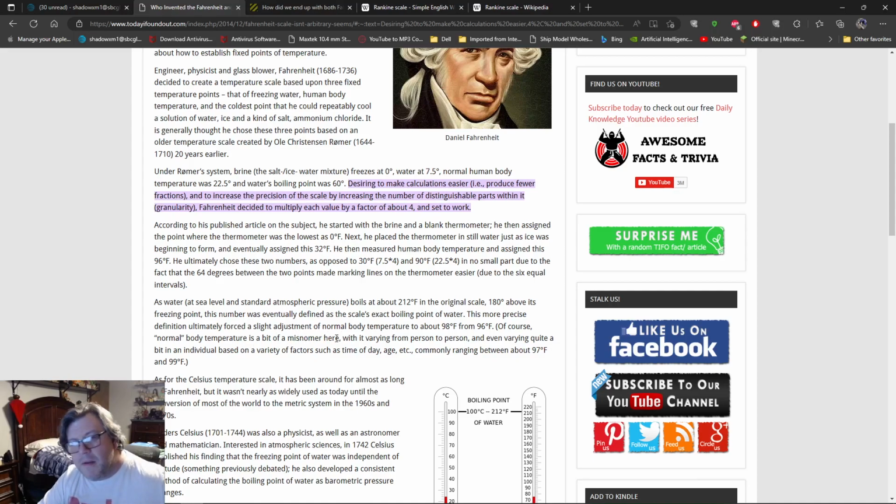Of course, normal body temperature is a bit of a misnomer here, with it varying from person to person, and even varying quite a bit in an individual based on a variety of factors, such as time of day, age, etc., commonly ranging between about 97 degrees Fahrenheit and 99 degrees Fahrenheit.